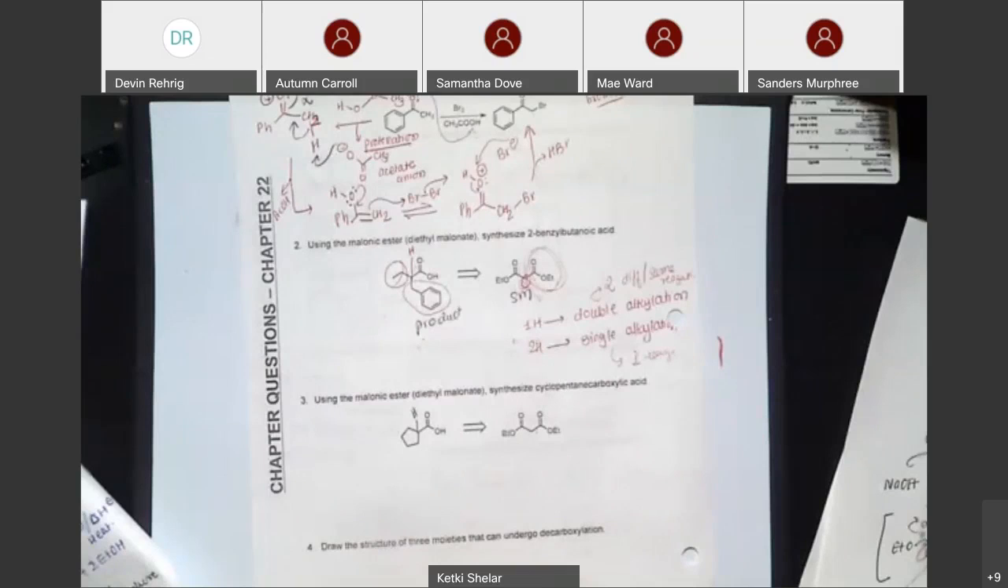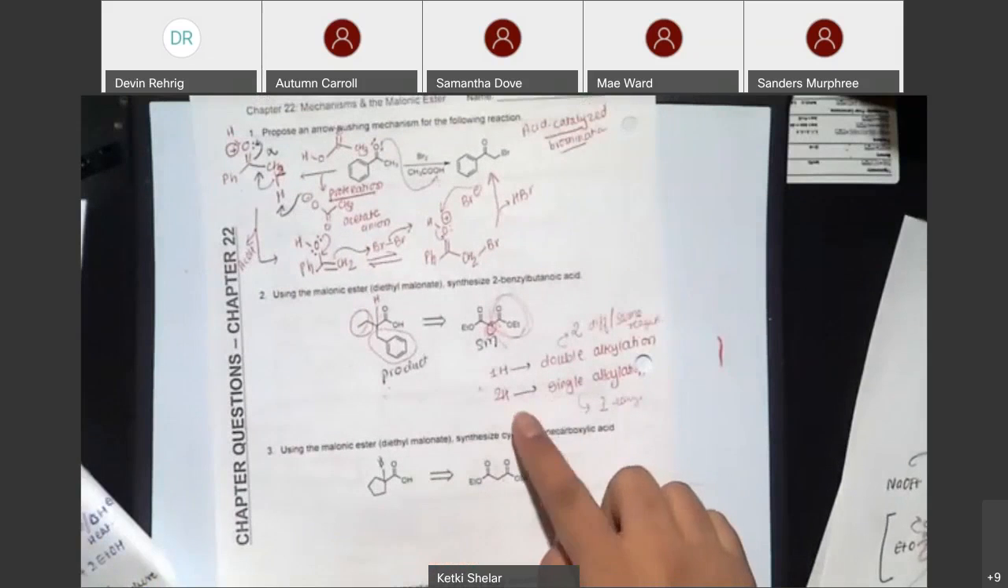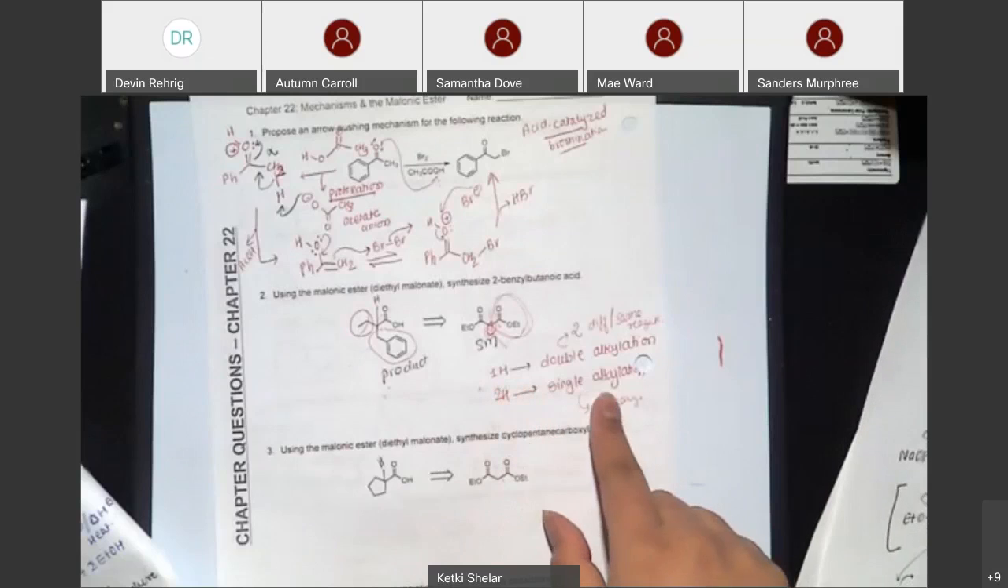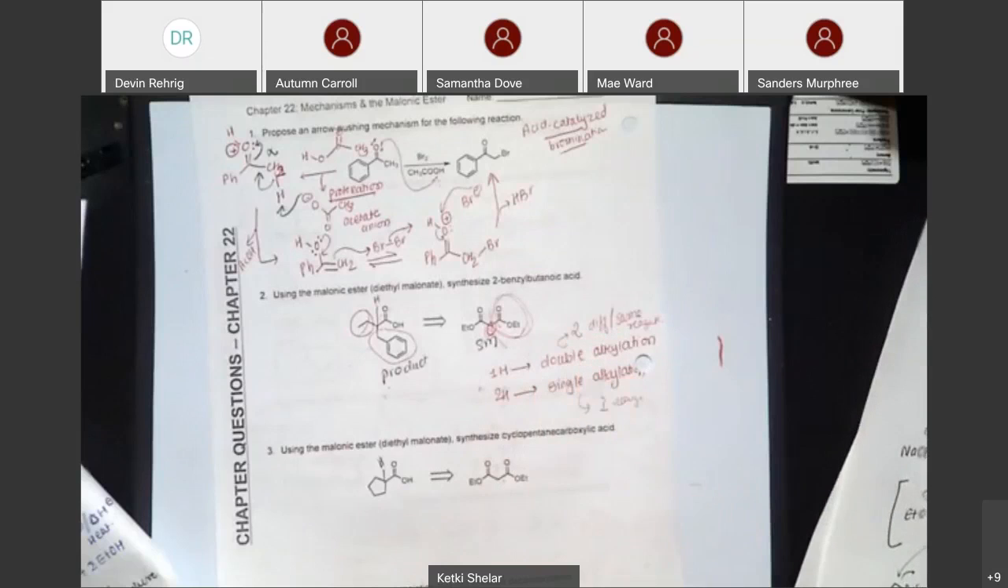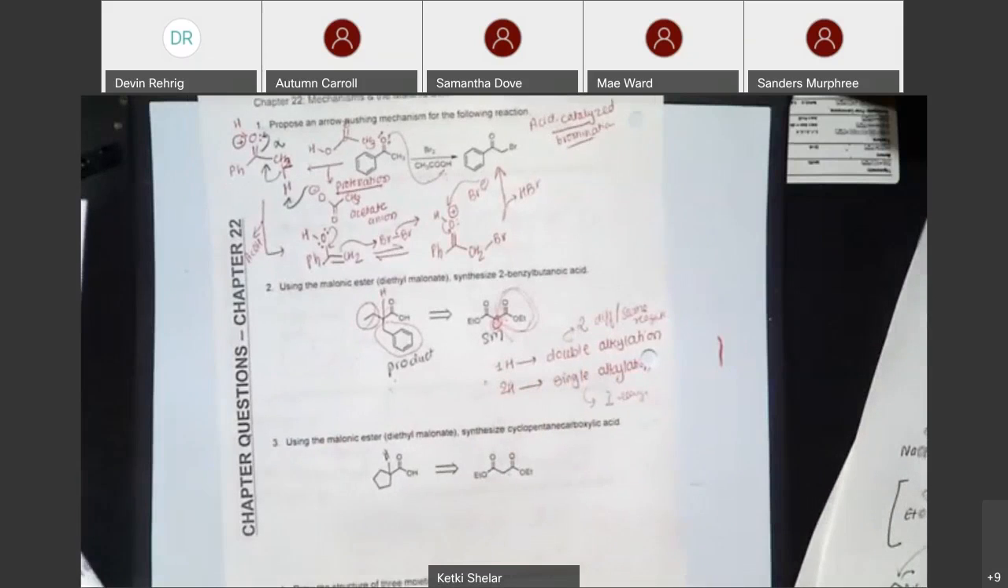Devin is saying it's single. If there is one hydrogen, what will the alkylation be? Will it be double or single? Yes, that's correct, Devin, it's wrong. Single alkylation is for two hydrogens. Again, note this down, if you have not written it. 2H means single. One hydrogen means double alkylation. Okay. Note this down, Devin.